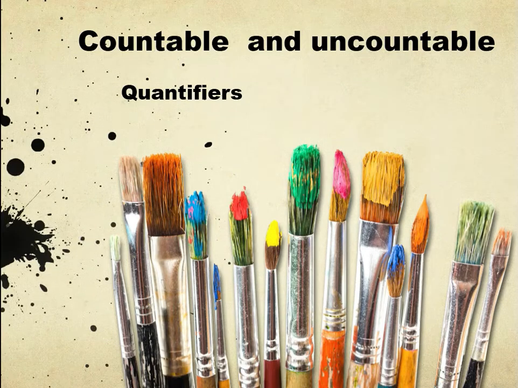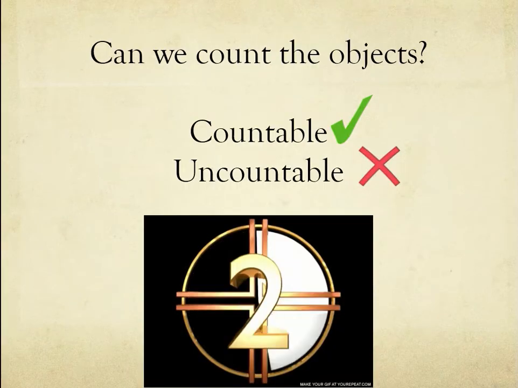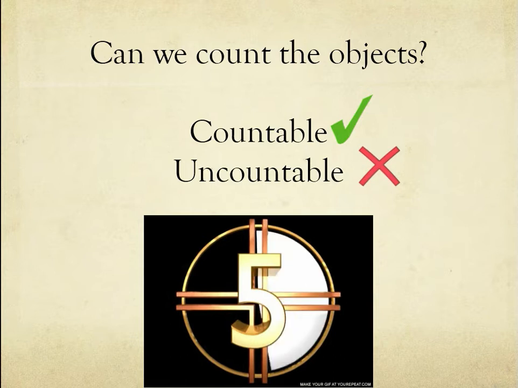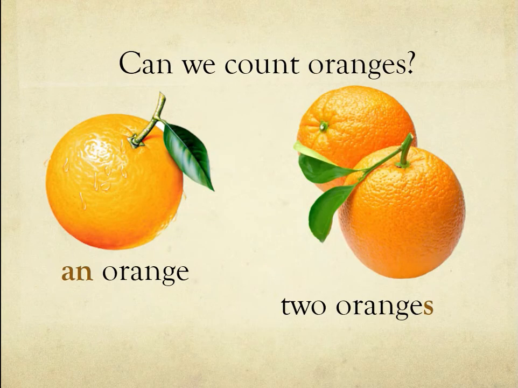Countable and uncountable quantifiers. Can we count the objects? Countable, uncountable. Can we count oranges? An orange, 2 oranges.